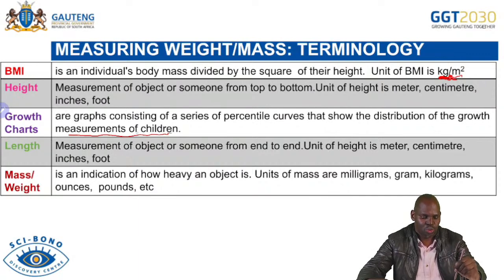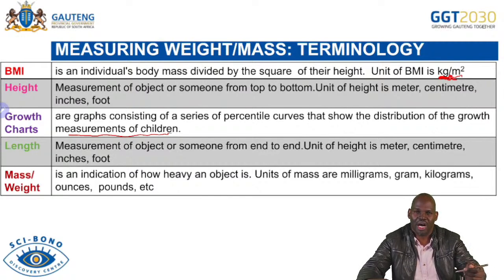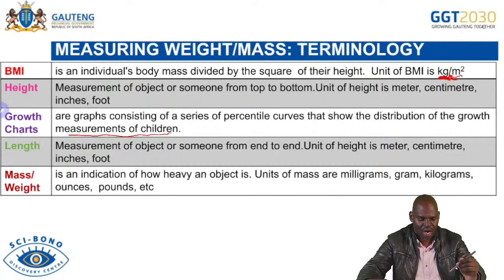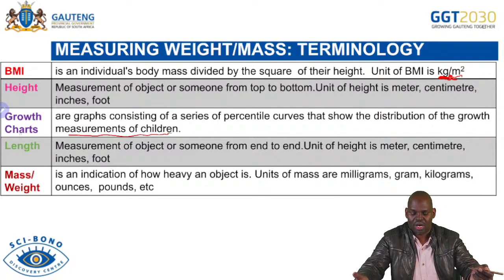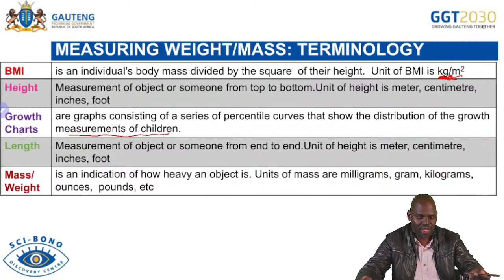Then again, length. In some cases we use length instead of height. So the definition of length is the measurement of an object or someone from end to end. Remember, with height, we said from top to bottom, but with length, it's end to end. When someone is standing up straight, obviously it will be the height, but when someone is lying down, we refer to that as a length. Length can also be measured in meters, centimeters, inches, and foot.